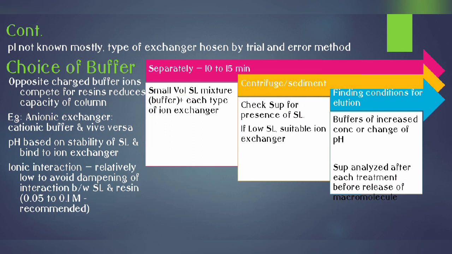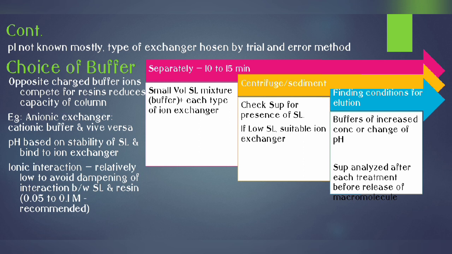Also, we don't know the isoelectric point in most of the cases. So what they are doing is mixing a small amount of solute and ion exchanger in separate tubes. Different types of ion exchanger and different solutes are mixed in buffer-containing tubes. After 15 minutes of centrifugation, they check the supernatant containing solute. If a low amount of solute is contained, that means that is the suitable ionization. In that way, buffer concentration and the change of pH, everything they are determining.